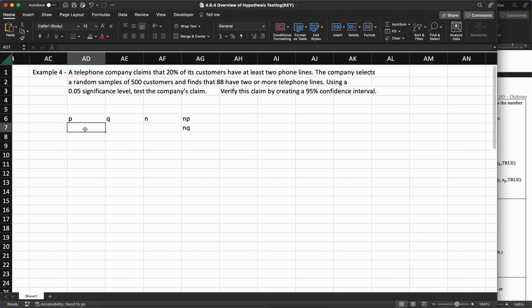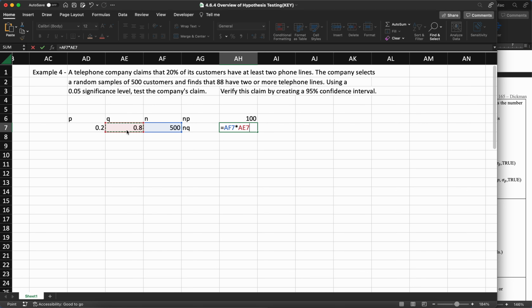So in this case, P is going to be the proportion that we're given, so that's 0.2. That's our probability of success. Q is going to be 1 minus that, my probability of failure, and then N is 500. And so NP, 500 times P, gives me 100, which is greater than 5 and 15. And NQ is 400. Again, that meets the requirements that we need.